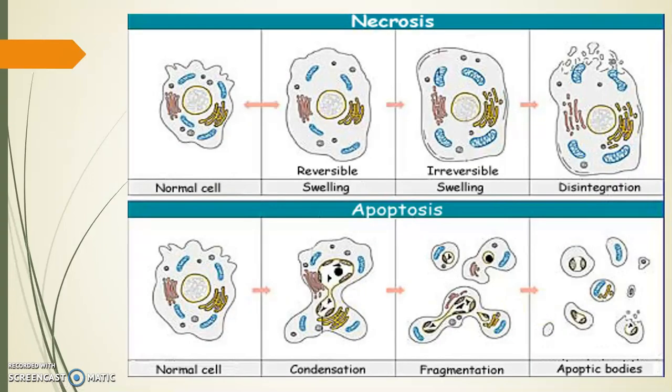So this is also a diagram based on the slide. You can easily understand by this diagram. This is the normal cell. This is the reversible swelling, irreversible swelling. So this is reversible, this is irreversible, and finally disintegration. And in apoptosis, normal cell, condensation process, fragmentation, three fragments are formed, and finally so many apoptotic bodies will form.